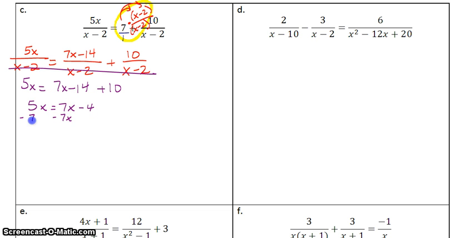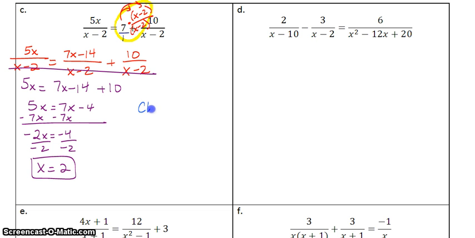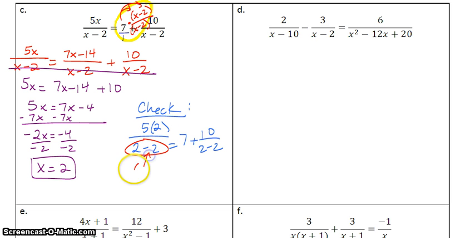So subtract 7x from both sides. Negative 2x equals negative 4. Divide by negative 2, and x equals 2. Last but not least, check our solution. And it just so happens that this time, when I throw a 2 in here, I'm going to get a 0 on the bottom. Can't have a 0 on the bottom.